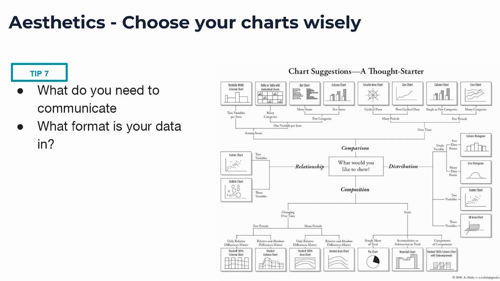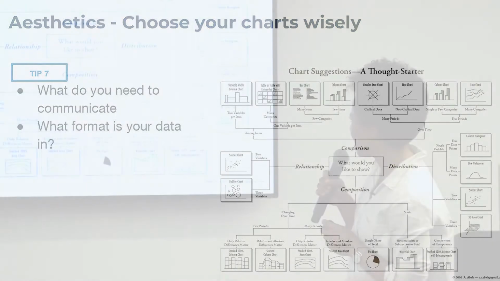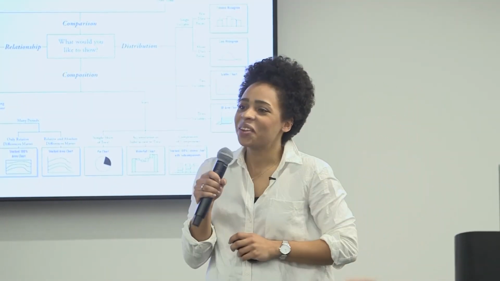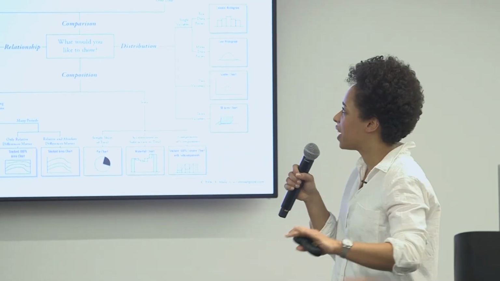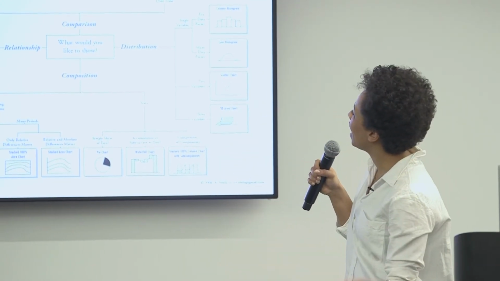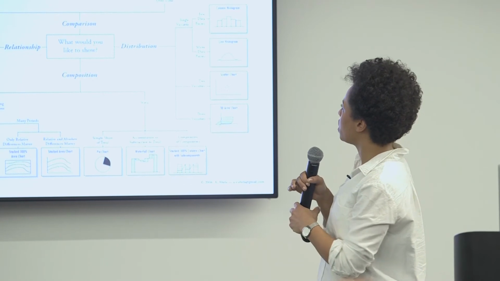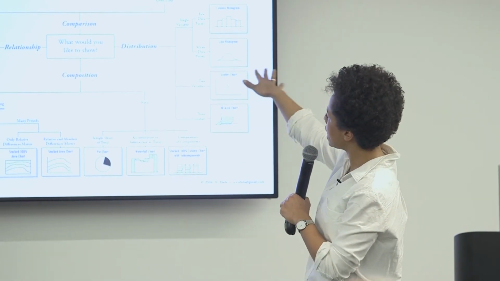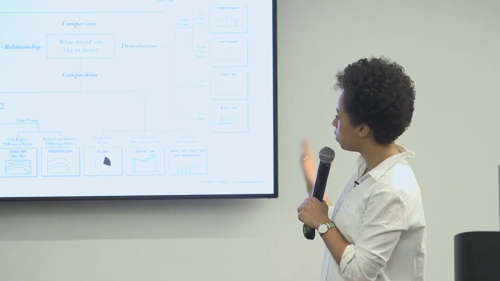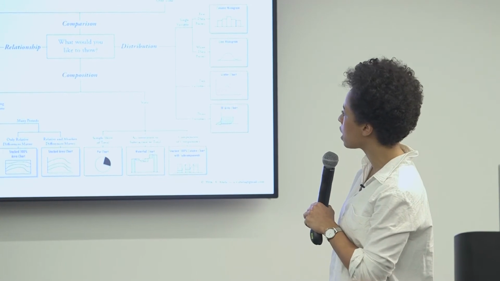This, I think, is really old, or 2006. So there's probably an opportunity for one of us to create an updated version. But really think about what are you showing. Is it a distribution? Is it a relationship between two variables? And a scatter chart might be a good choice.